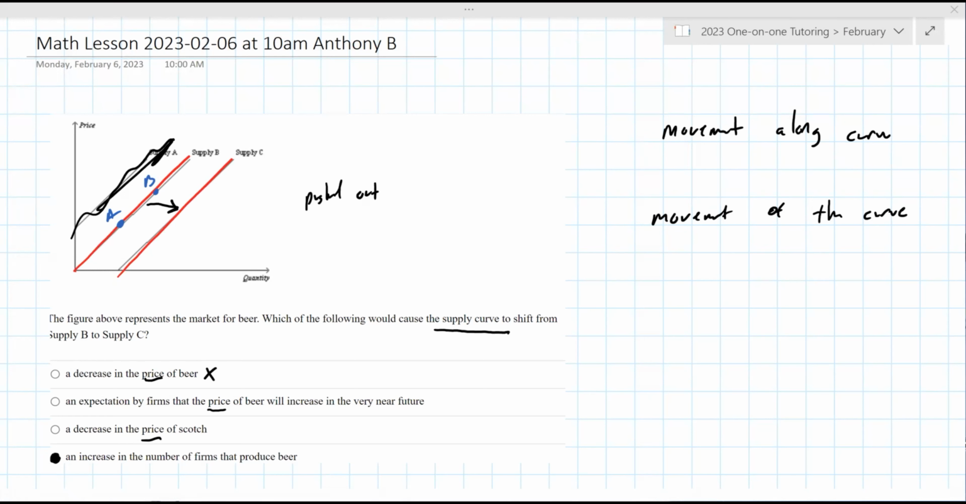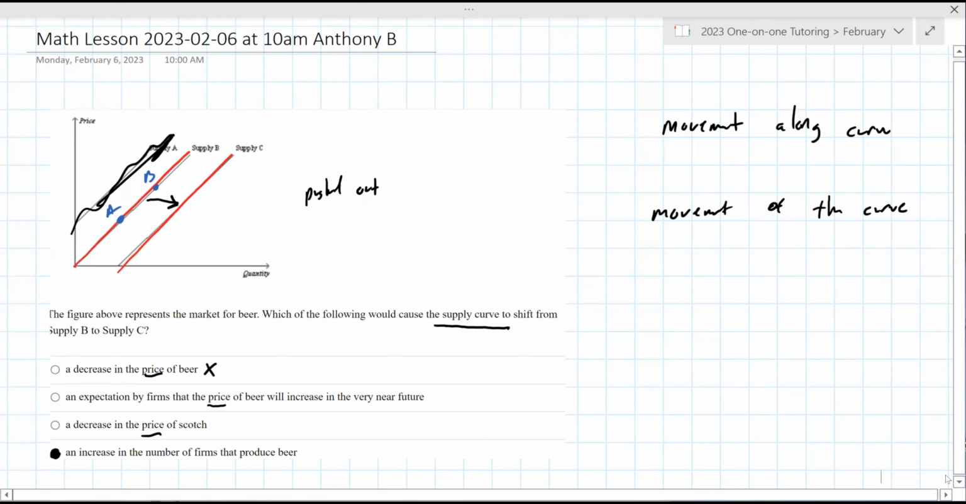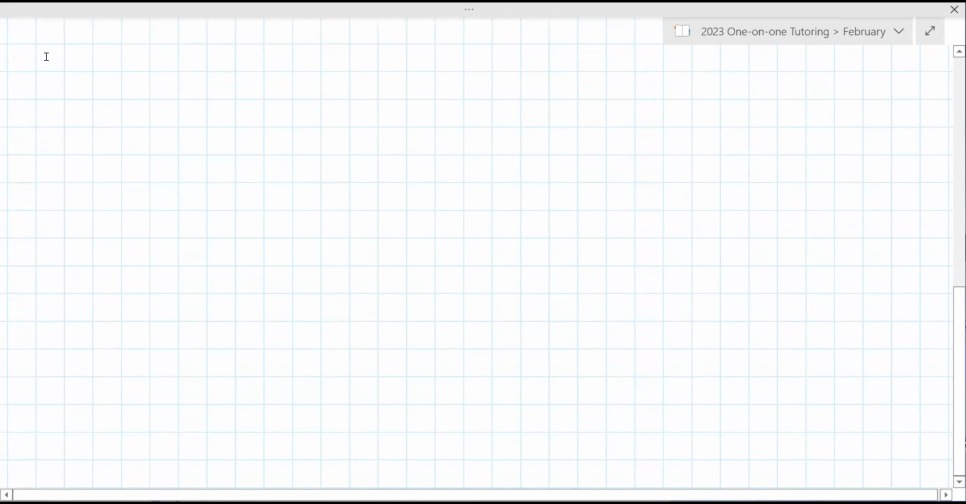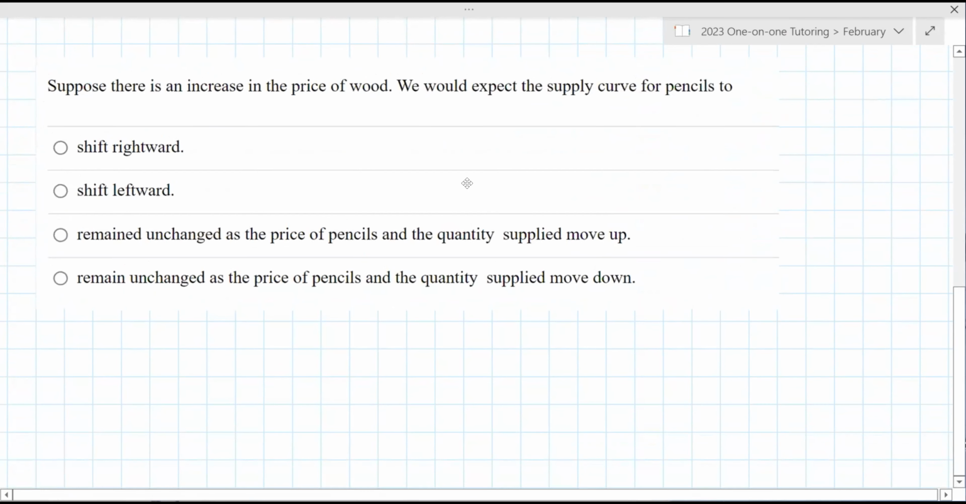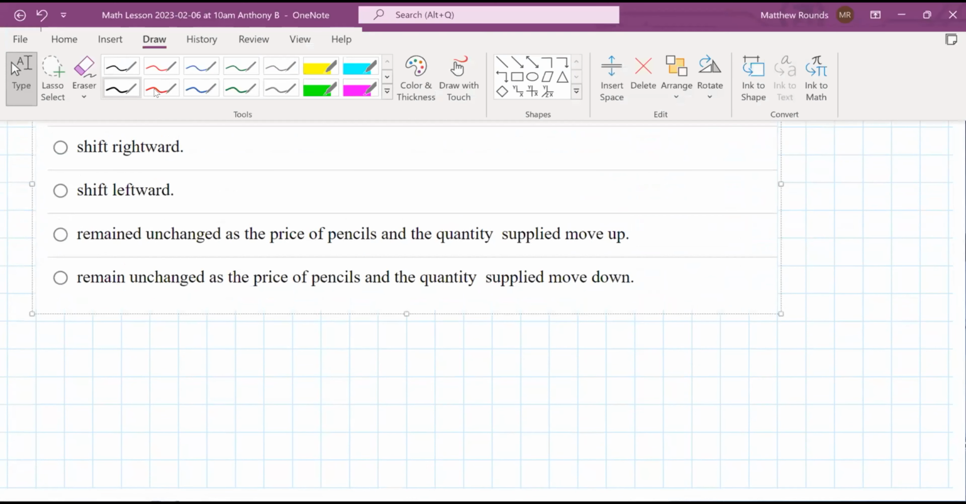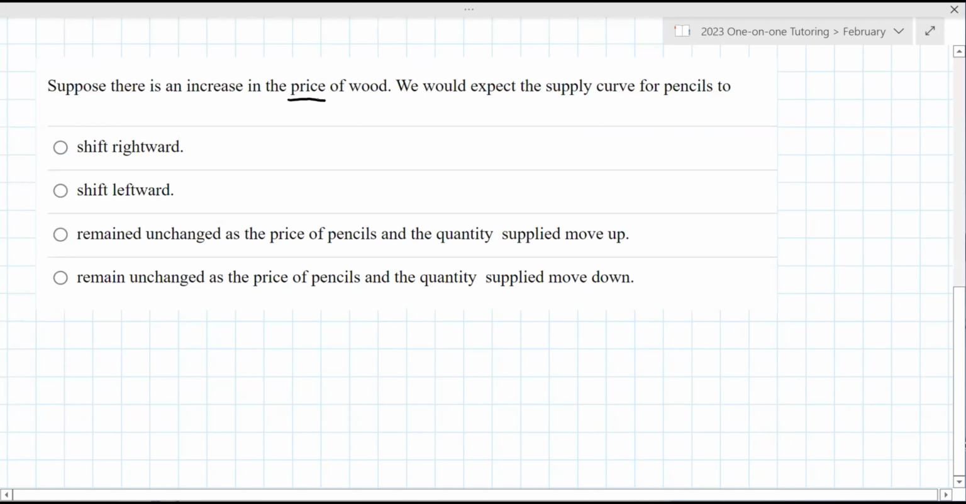Yeah, so here's kind of the opposing question to that. So let me go to question 3 next, because it's exactly what we just talked about. So let's see if we can make this clear. Suppose there is an increase in the price of wood. Again, they're talking about price. Price does not shift the supply curve.